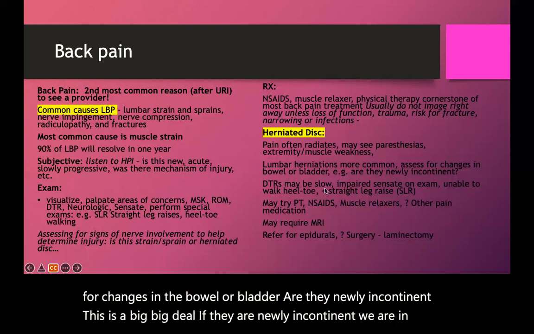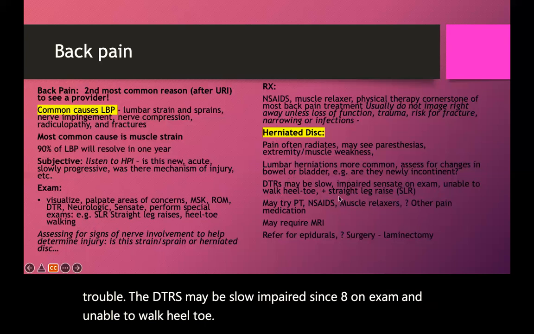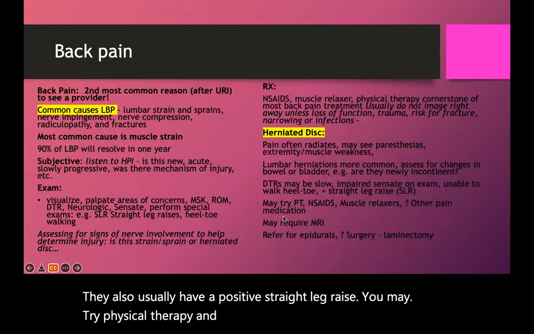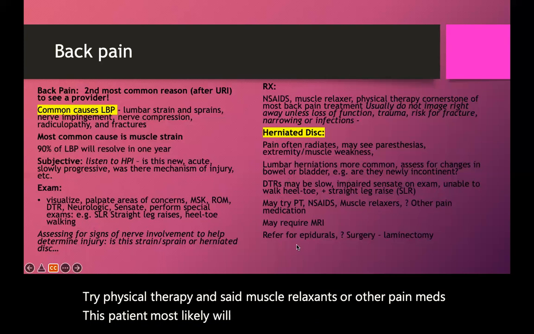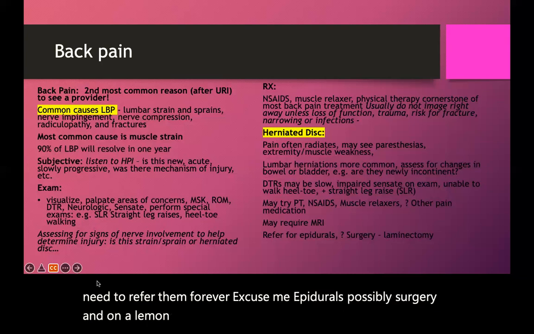The DTRs may be slow, impaired sensation on exam, and they may be unable to walk heel-toe. They also usually have a positive straight leg raise. You may try physical therapy, NSAIDs, muscle relaxants, or other pain meds. This patient most likely will require an MRI, and you're going to need to refer them for epidurals, possibly surgery and a laminectomy if the pain is not alleviated with anything else.